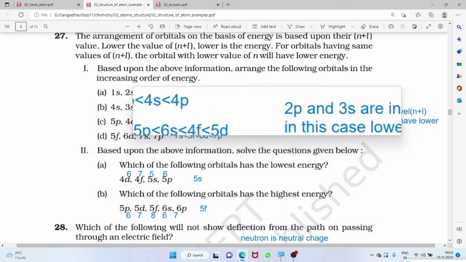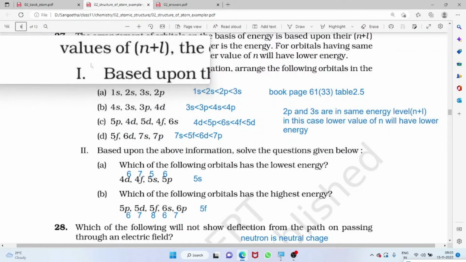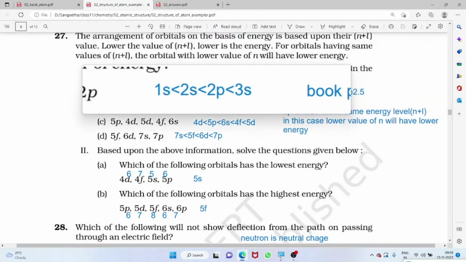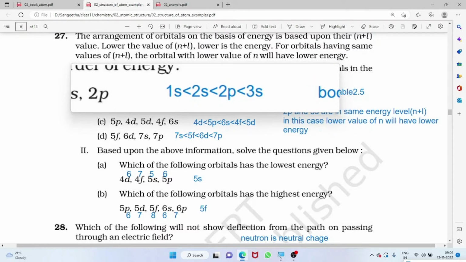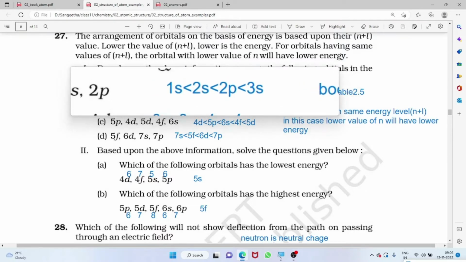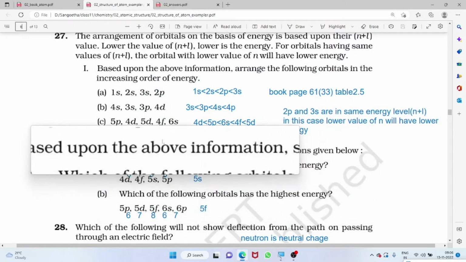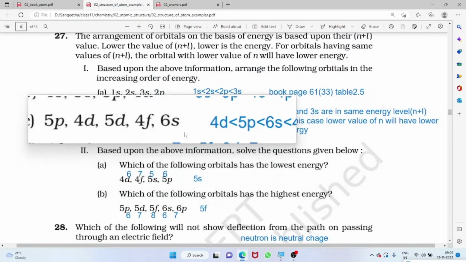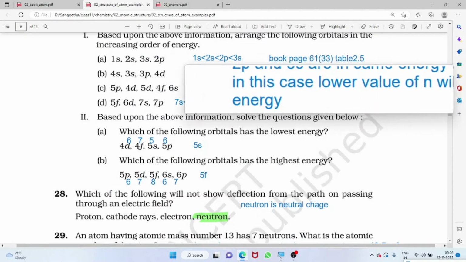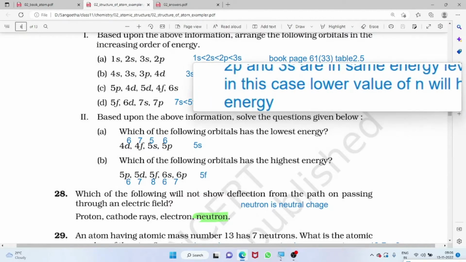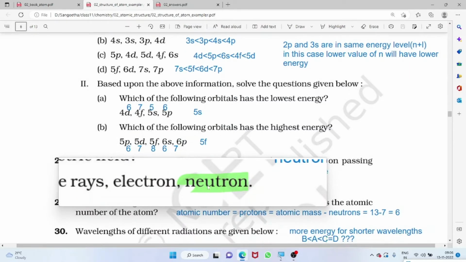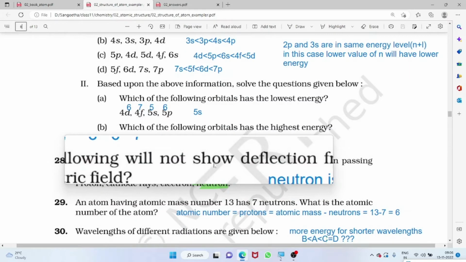Because for orbitals having the same value of n plus l, the orbital with lower value of n will have the lower energy. So here the 2p orbital has the lower principal quantum number: n equal to 2 here, n equal to 3 here. So this 2 comes first in the same energy level. Here 2p and 3s are the same energy level, n plus l. In this case the lower value of n will have the lower energy. We have to arrange the electrons from lower energy to the higher energy.